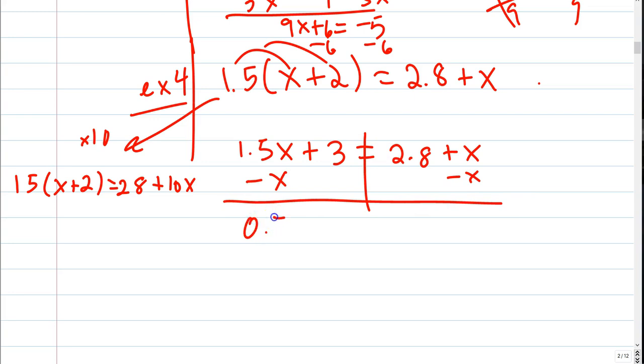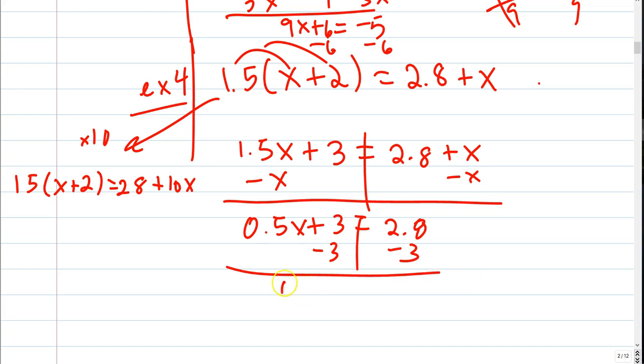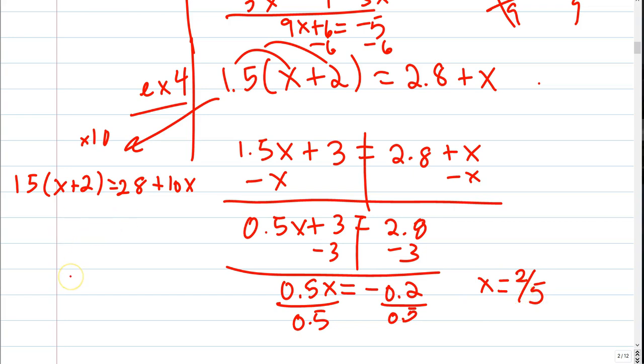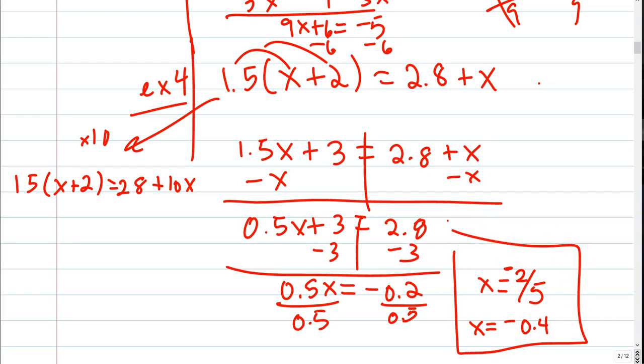We now have 0.5x plus 3 is equal to 2.8. We are going to undo the adding by subtracting. That gives me 0.5x is equal to, how about -0.2? Divide by 0.5. I would be okay with either the fraction 2/5, which is probably what you would get if you did it that way, or negative, sorry, or negative 0.4. Either one is fine with me.